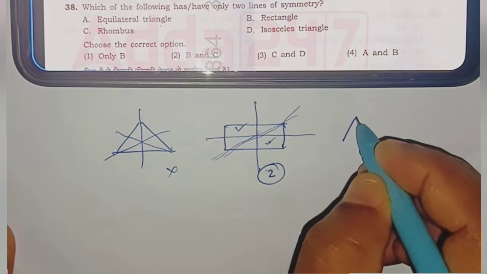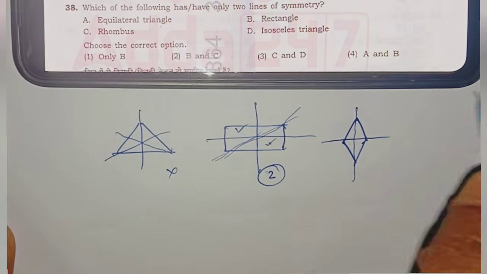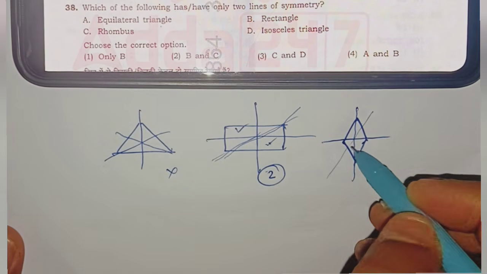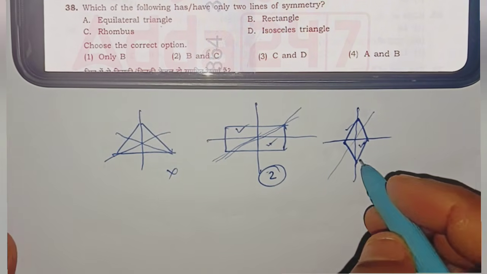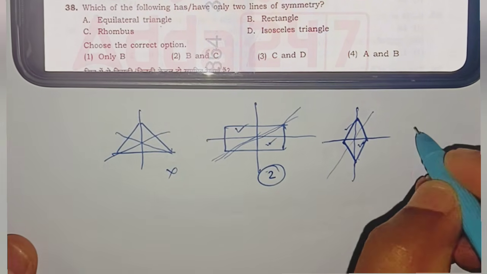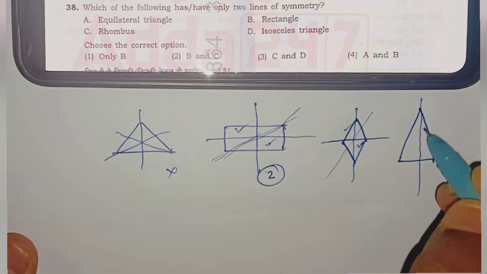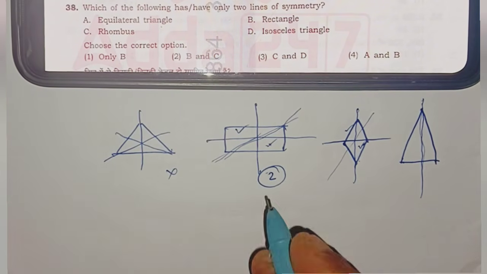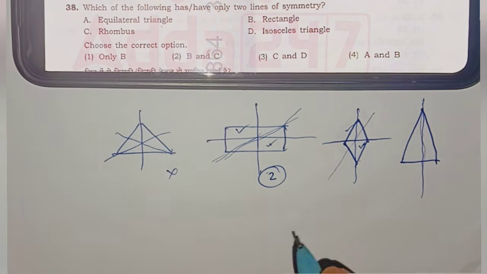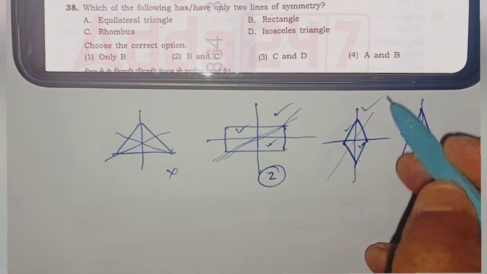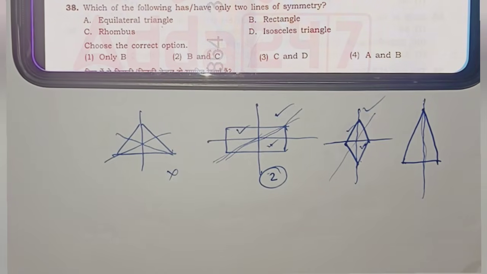So third one, a rhombus also has 2 lines of symmetry here. If I draw like this, this portion will not be the same as the upper portion, so that is why it has only 2 lines of symmetry. Coming to the isosceles triangle, if I draw an isosceles triangle, it has only 1 line of symmetry, the vertical line of symmetry. So options B and C, both the rectangle as well as the rhombus, have 2 lines of symmetry. So the second one is the right answer here.